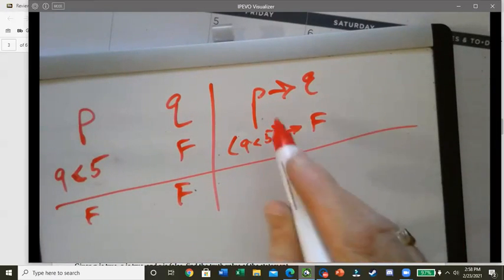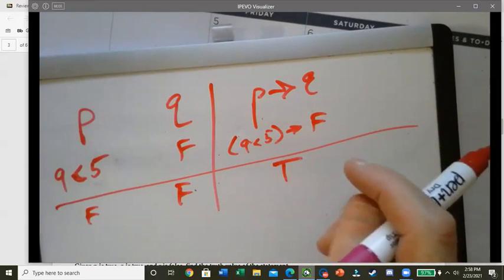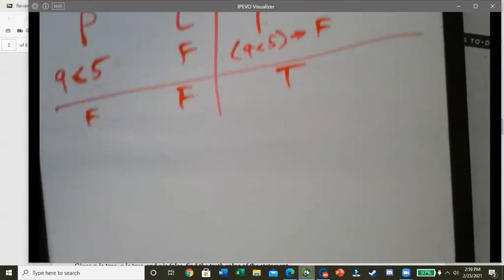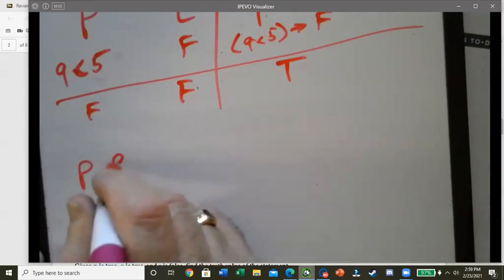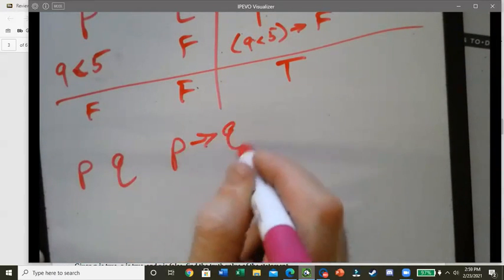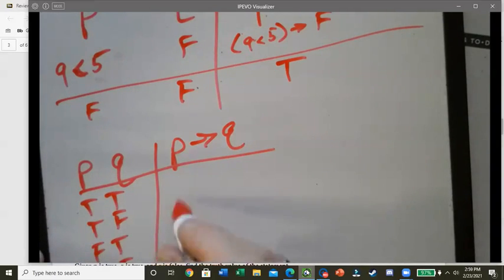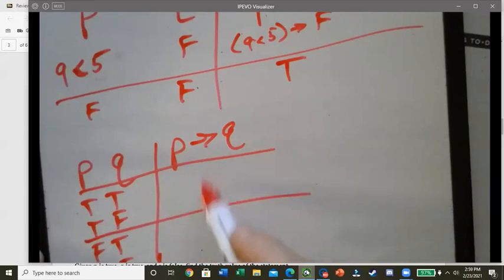Well, for a conditional statement, the only thing that's false is if true, then false. Let's look at that again for a conditional statement. If P, then Q. Okay, true, true, true, false, false, true, false, false. Okay, the only one that's false is if true, then false. All the others are true.